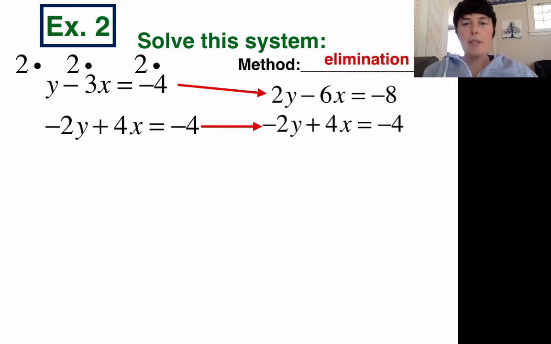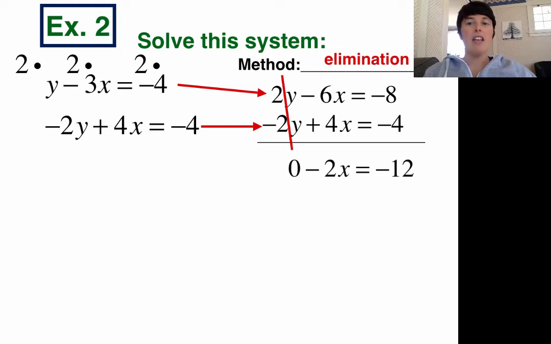But look what happens. The y's are ready to eliminate. 2y and negative 2y is a perfect setup. We can get rid of them. They can eliminate. So if those go away, then negative 6 plus 4 makes a negative 2x. And negative 8 and negative 4 make negative 12. All right, we're really close to an answer. We're going to divide the negative 2 away, and we're going to get x equals 6. 12 divided by 2 is 6.